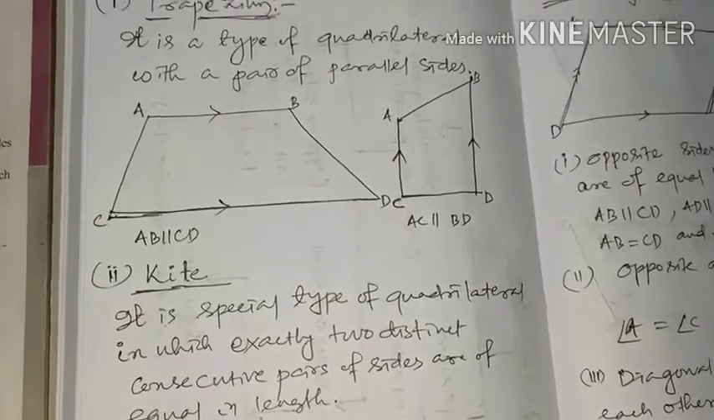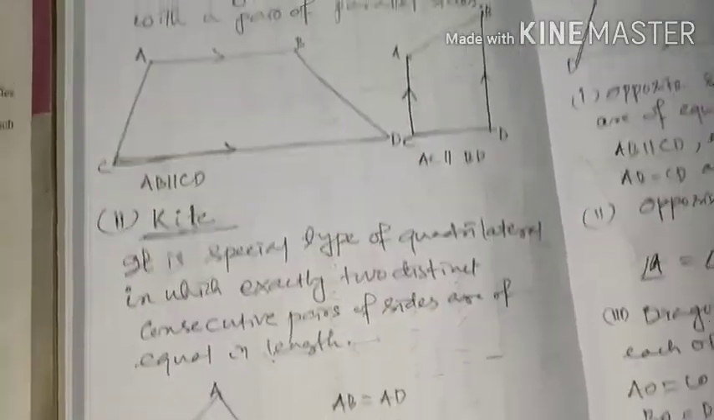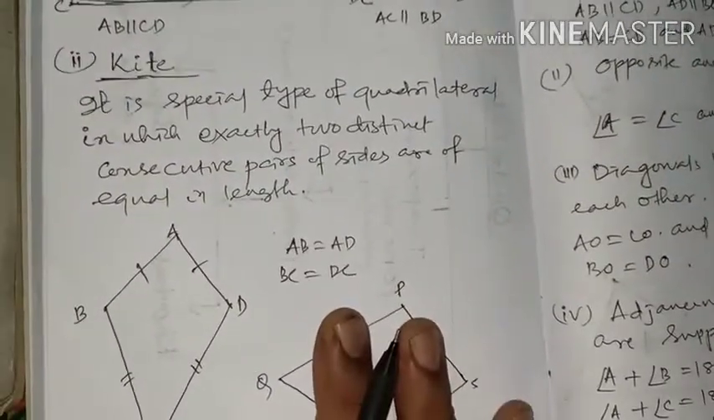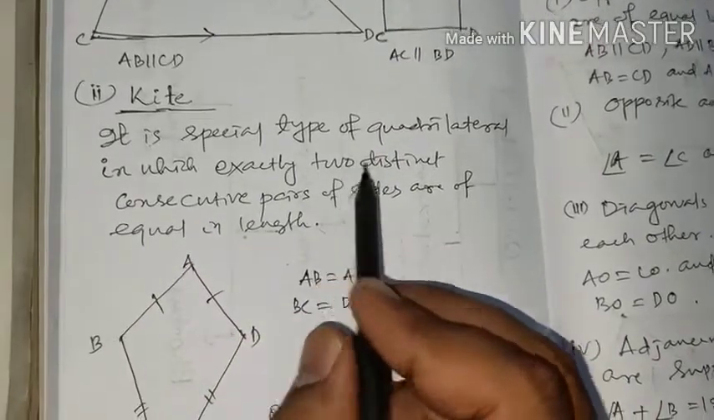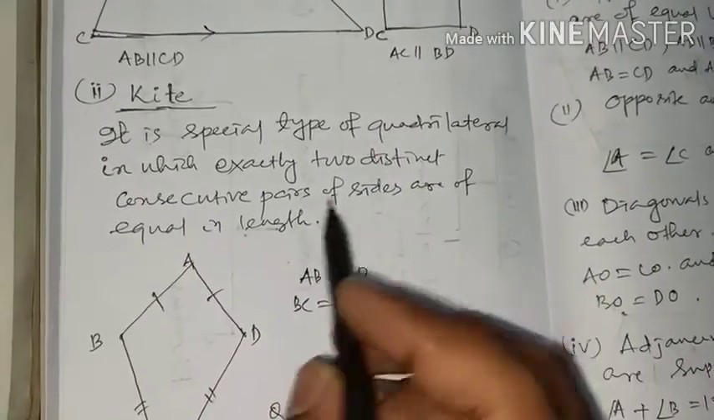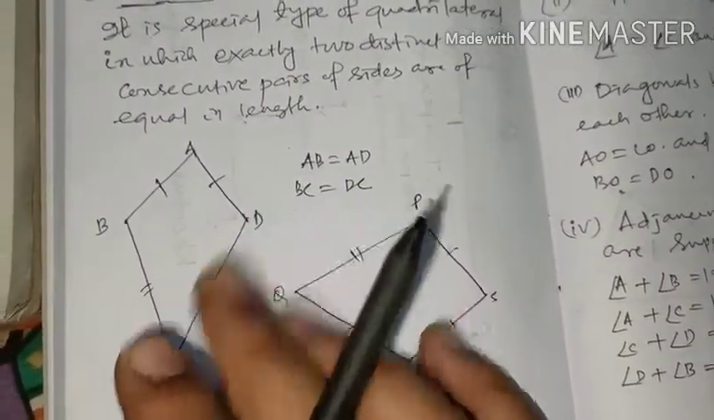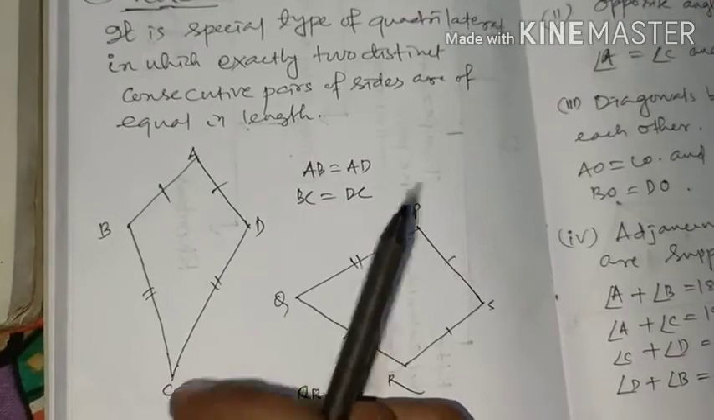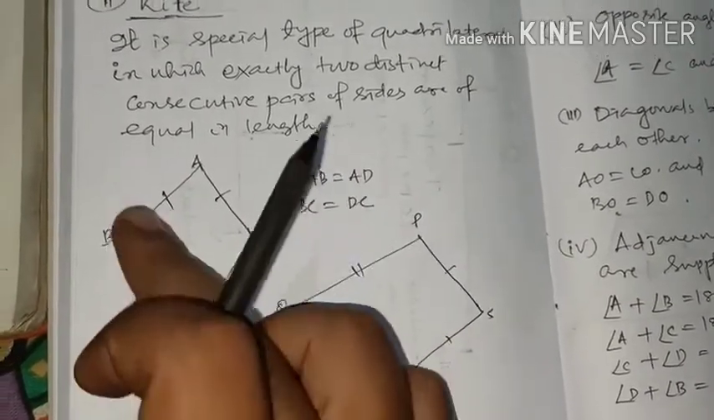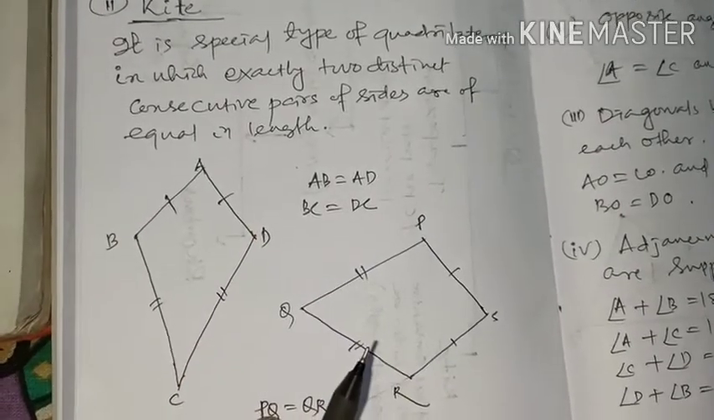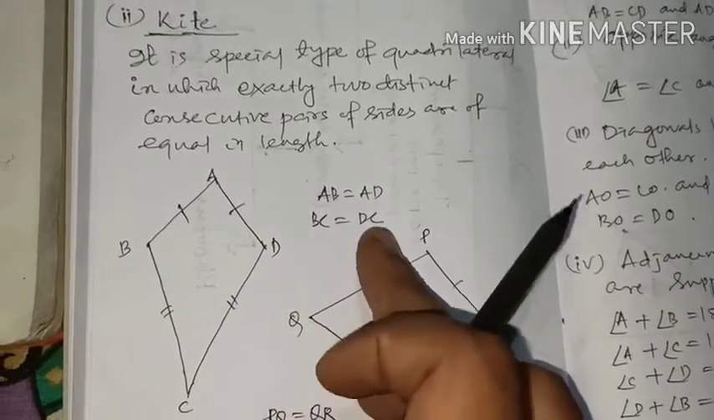If two lines never intersect each other, then the two lines are said to be parallel lines. Next, kite. Kite is another type of quadrilateral. It is a special type of quadrilateral in which exactly two distinct consecutive pairs of sides are of equal length. So here look, AB and AD are two adjacent or consecutive sides. So these are of equal length. AB is equal to AD, and again BC and CD are also consecutive or adjacent sides. So these are of equal length. BC is equal to DC.